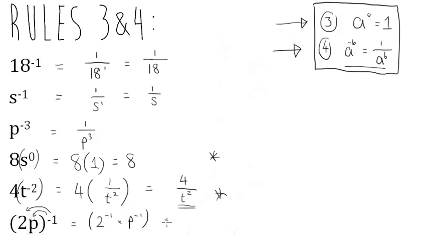And what does this mean? Well, what's 2 to the power of minus 1? Well, again, according to rule 4, it's just 1 over 2 to the positive 1, or 1 over 2, okay? And we multiply that by p to the minus 1, which again is just 1 over p to the positive 1, or 1 over p. So we just have, if we multiply these fractions together, 1 over 2p. And that's our final answer for that.